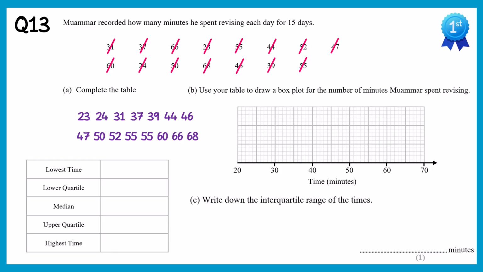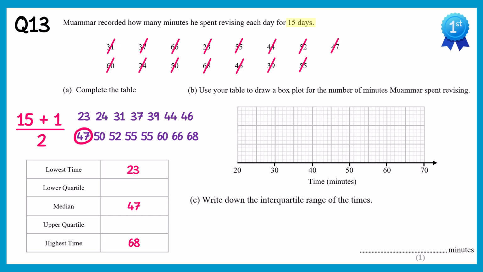Now the lowest time and the highest time are really easy. The lowest one's 23 and the highest one's 68. We're next going to look at the median. To do the median, we need to know how many numbers are in our list, and there are 15. So we can do 15 plus 1, and then divide this by 2. 15 plus 1 is 16, and half of this is 8. This tells us the number in the 8th position is the median. So if you count through to the 8th number, you'll find it's 47. So the median is 47.